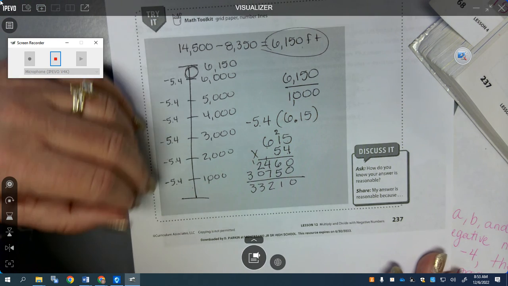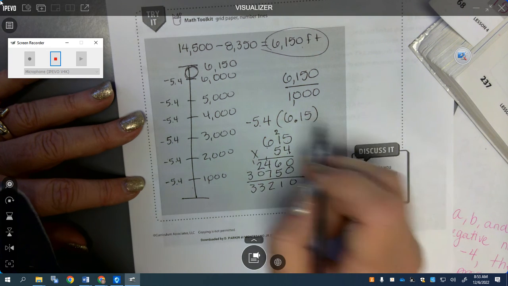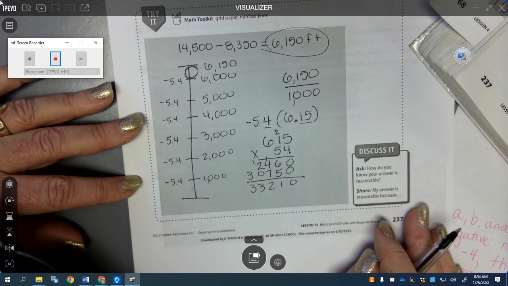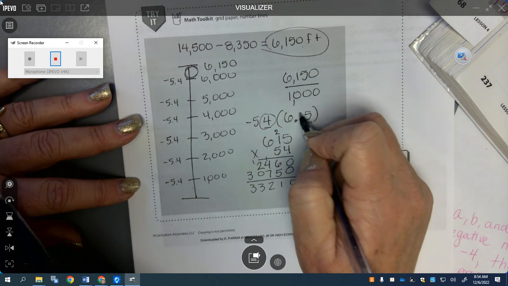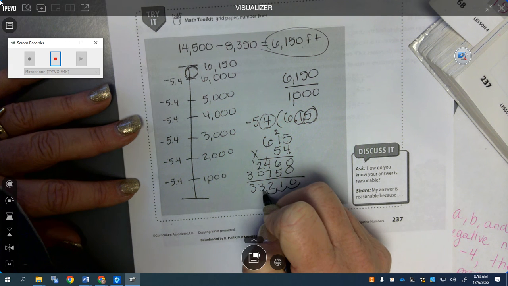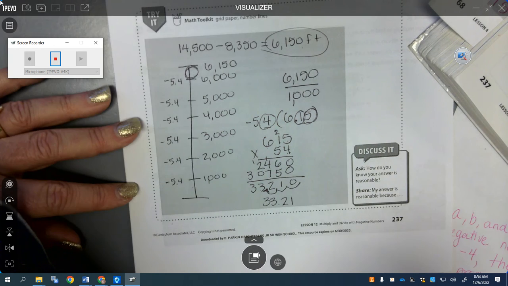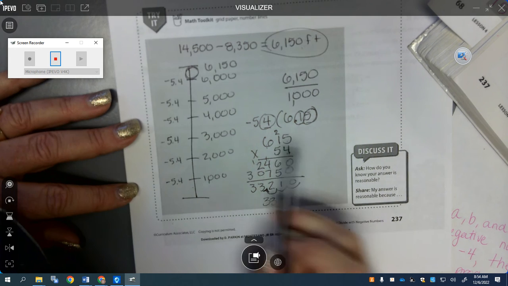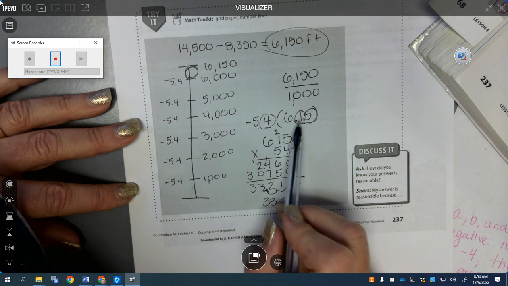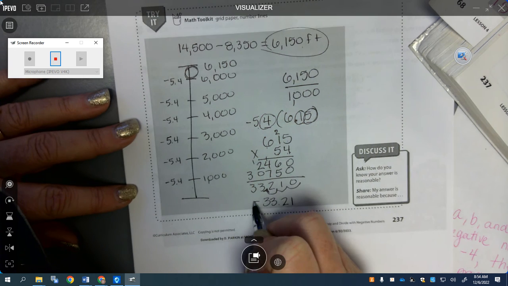Now, you ready for this? How many numbers are to the right of the decimal point? Look again. 3. So I'm going to move it over 1, 2, 3 times, and I get 33.21. However, go back to your multiplication rules. What's a negative times a positive? A negative. So here is your answer.